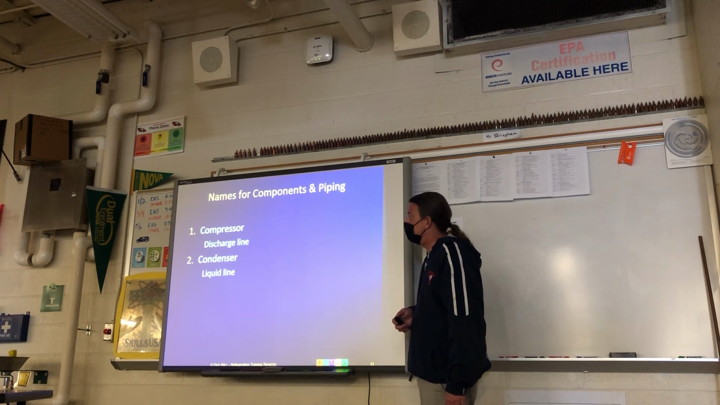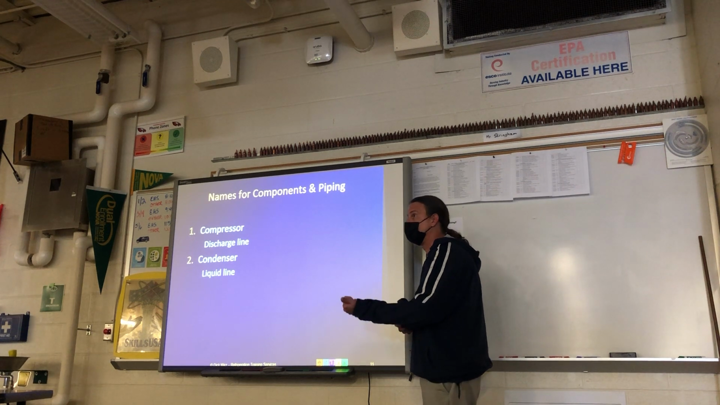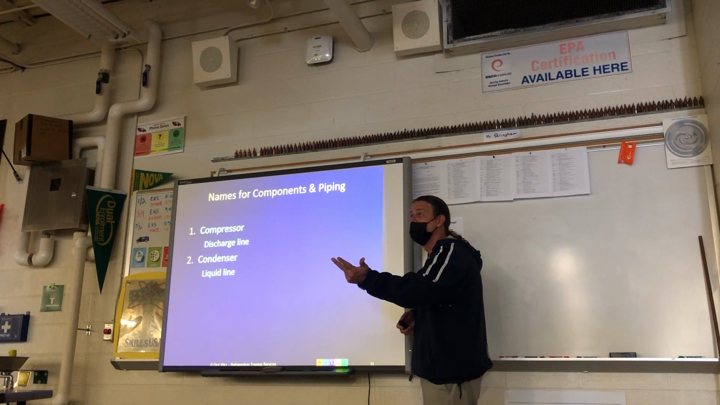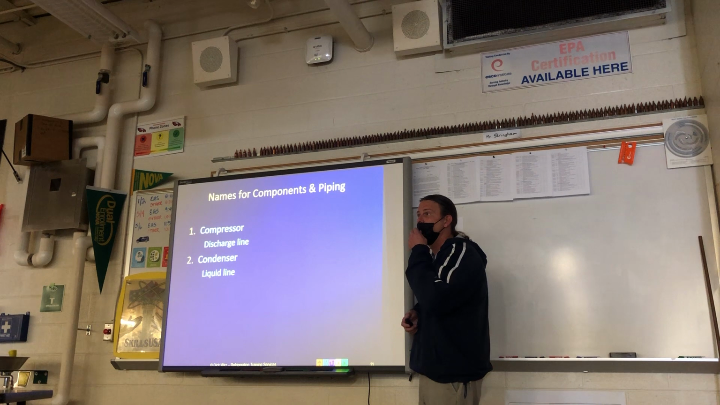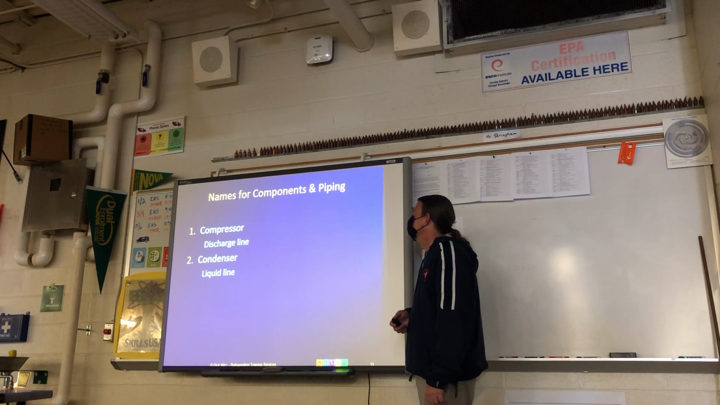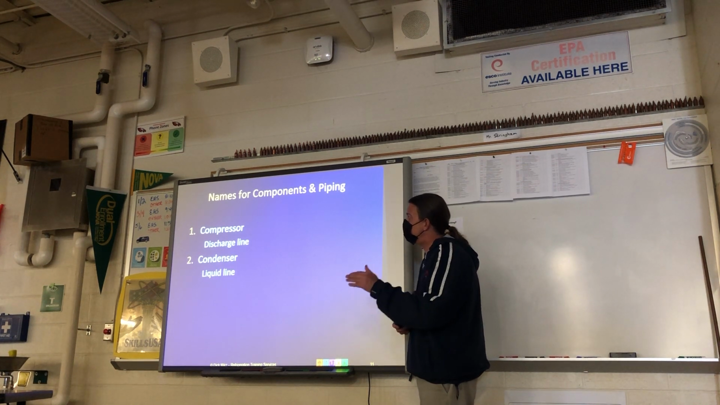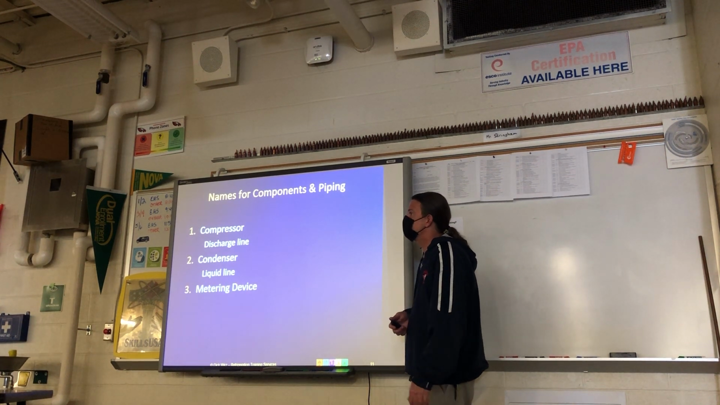Liquid. So we're going to call that line the liquid line. They make it real easy. And that's where you're going to have your filter dryer, your sight glass, your receiver. Pretty much any of the accessories for the liquid line go on the liquid line. And then it feeds right into the next component after it's gone through the condenser and changed from a gas to a liquid and goes to the liquid line. That subcooled liquid feeds into the metering device.